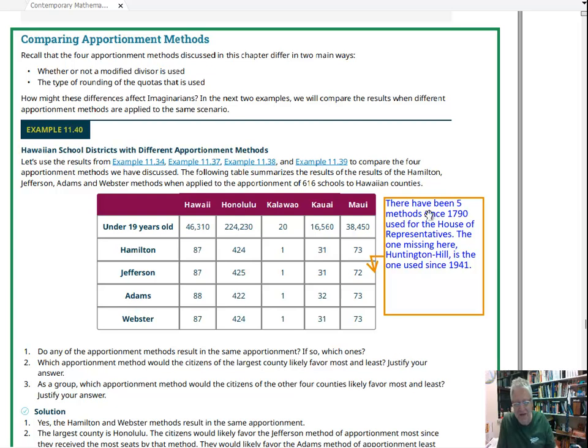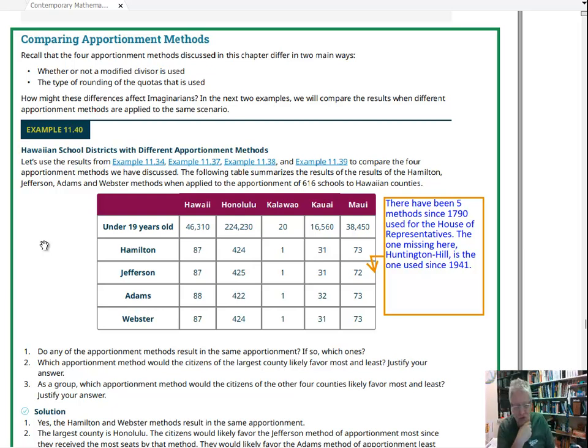And it turns out actually that there's a total of 5 methods that have been used for the House of Representatives since 1790. The 4 that are listed here, and the one missing here, Huntington Hill. Well, that's the one that I actually want to talk about. That's the one that has been used since 1941. For some reason, it's actually not in our textbook, and it's actually, I believe, not that hard to do.